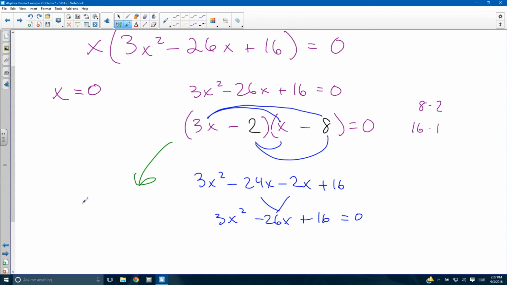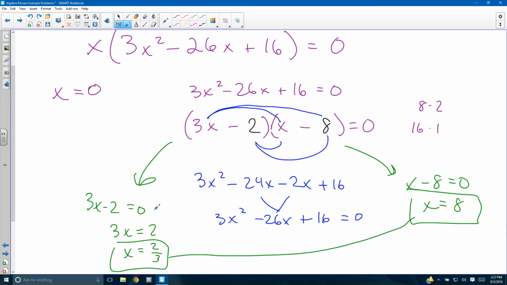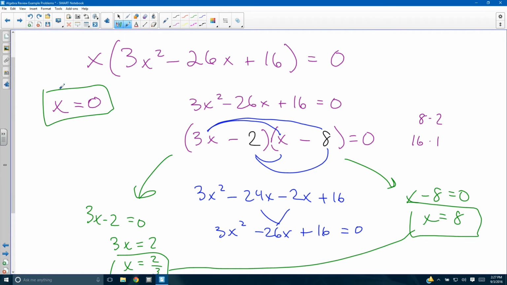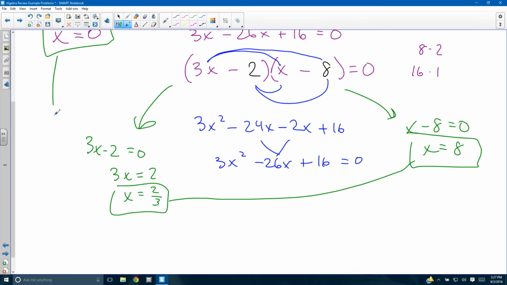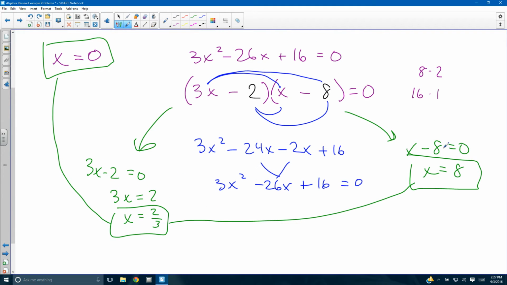So either this equals 0 or this equals 0. And if this equals 0, x is going to equal 8. If this equals 0, x is going to equal 2/3. And those are your two solutions right there. Nothing extraneous. No issues like that. Oh, I'm sorry. And here's the third solution right here, that x equals 0. So 0, because I remember it's a cubic. 0, 2/3, and 8 are your three possible solutions there.